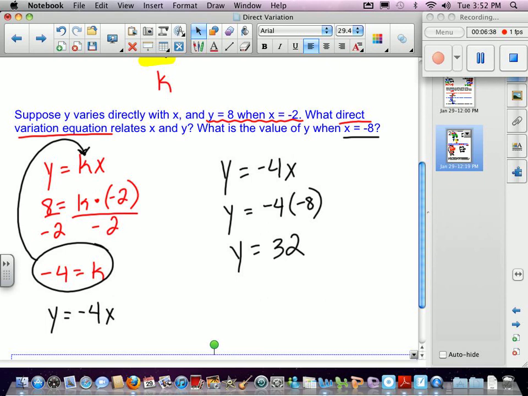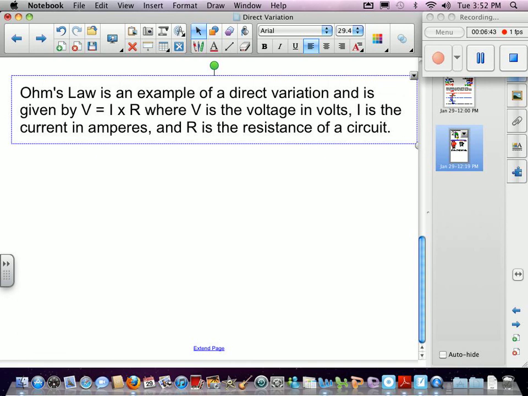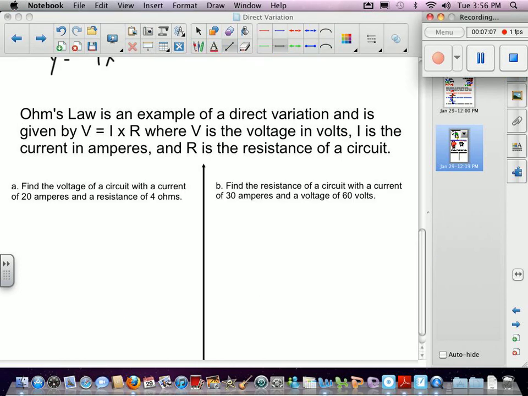Alright, and the last problem we're going to work on is a problem about Ohm's law. Ohm's law is an example of a direct variation. It's given by the equation V is equal to I times R. V represents the voltage in volts, I represents the current in amperes, and R is the resistance of a circuit. So the first problem is to find the voltage of a circuit with a current of 20 amperes and a resistance of 4 ohms.